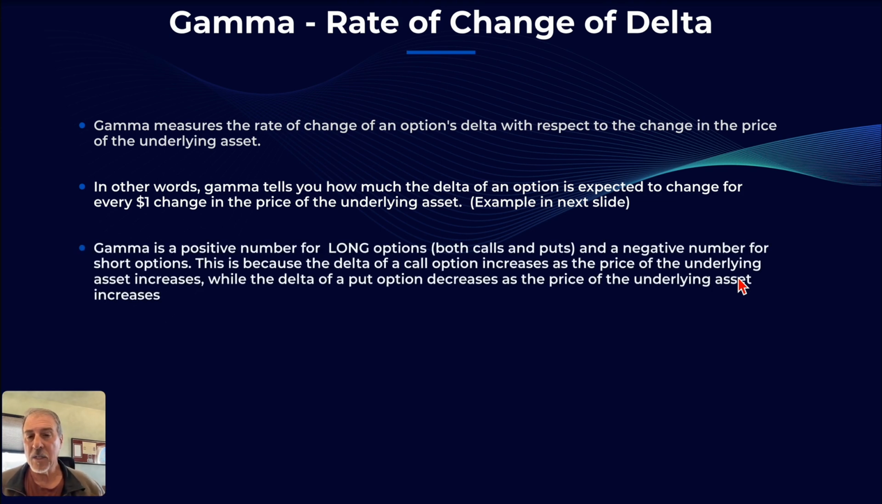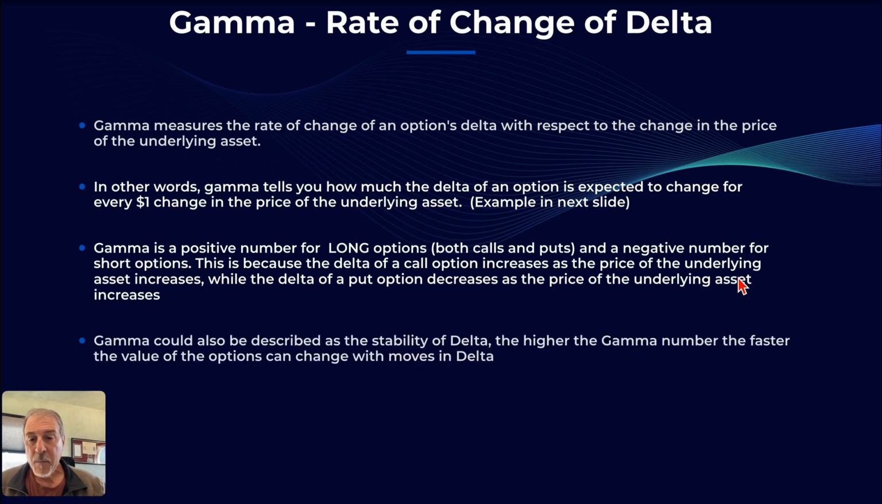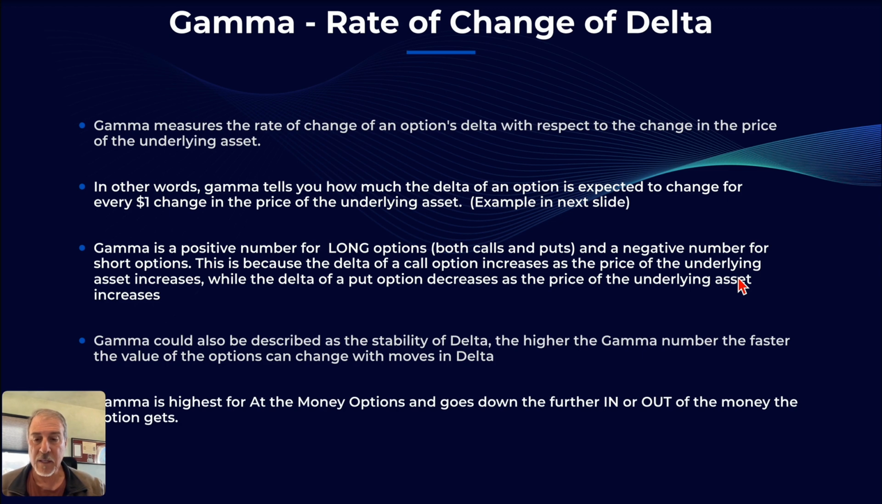It's a positive number for long options, both calls and puts. It's a negative number for short options. This is because the delta of a call option increases as the price of the underlying goes up, while the delta of a put option decreases. Gamma could also be described as the stability of delta. The higher the gamma number, the faster the value of that option can change with moves in delta. In other words, it becomes a little more volatile as gamma gets higher.